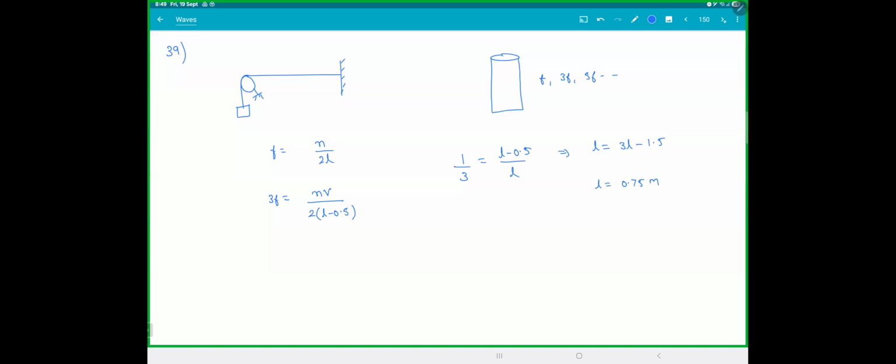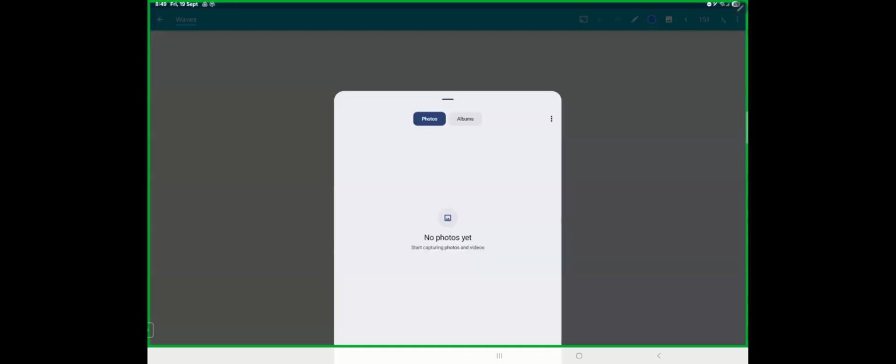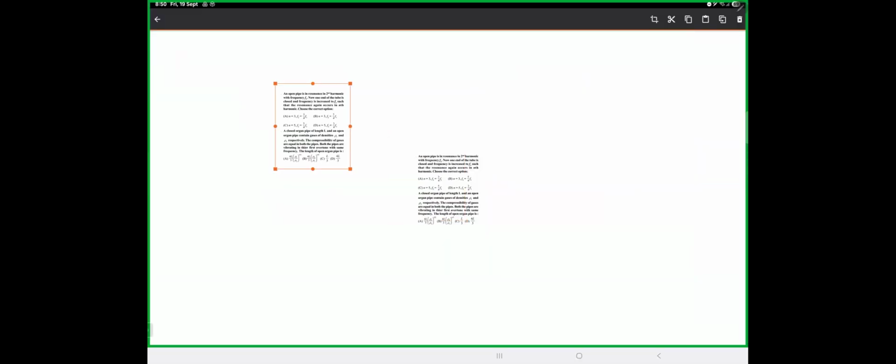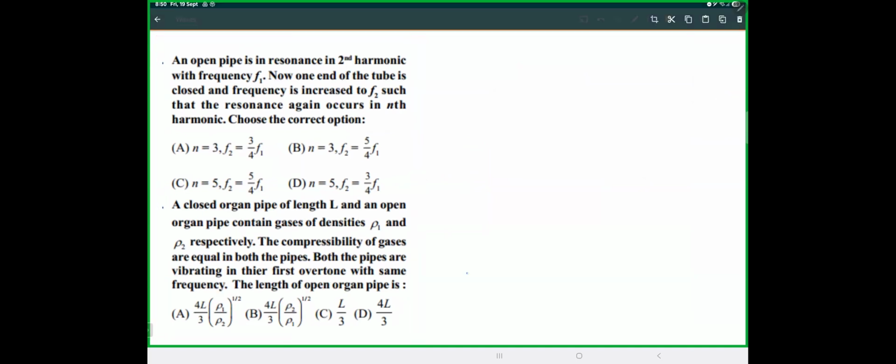So if you don't like that V, you can write it as root T by mu. It doesn't matter when you take a ratio, it goes off anyway. Okay. Let's get this.